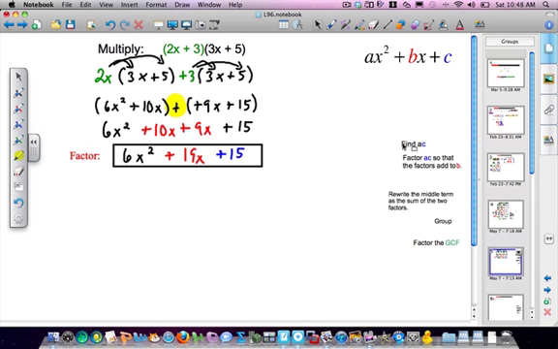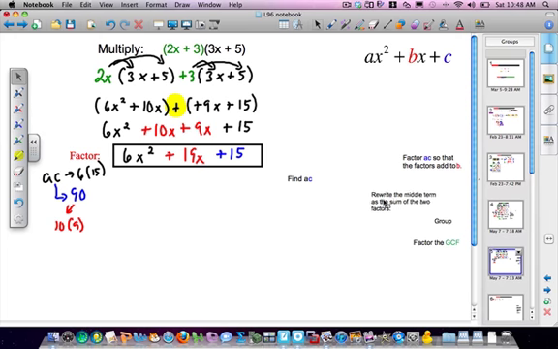Once again, we're going to find the product of a times c, the leading coefficient times the constant. So AC is going to be the product of 6 times 15. Well, 6 times 15 yields a positive 90. Now we need to find the factors of 90 that will add up to the positive 19, the b term. And those factors are 10 times 9. 10 times 9 is 90, and 10 plus 9 is 19.